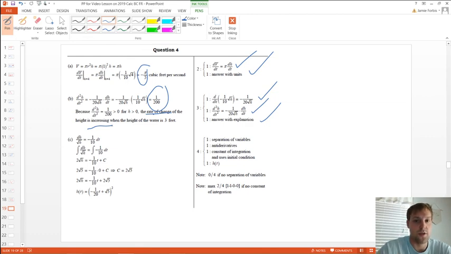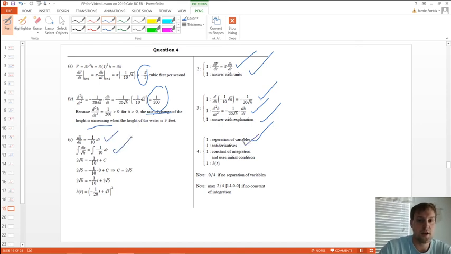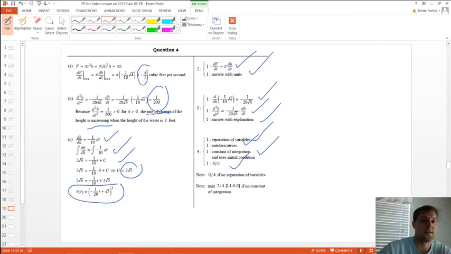And then 4 points for the very end, which I think are some gimme points for part C. You get 1 point for separation of variables, so doing this right here. 1 point for the correct antiderivatives and constant of integration, so solving for that, and then 1 point for h of t, so getting h by itself. If you didn't do any separation of variables, you get 0 points, and you only get half the points if you don't solve for C.